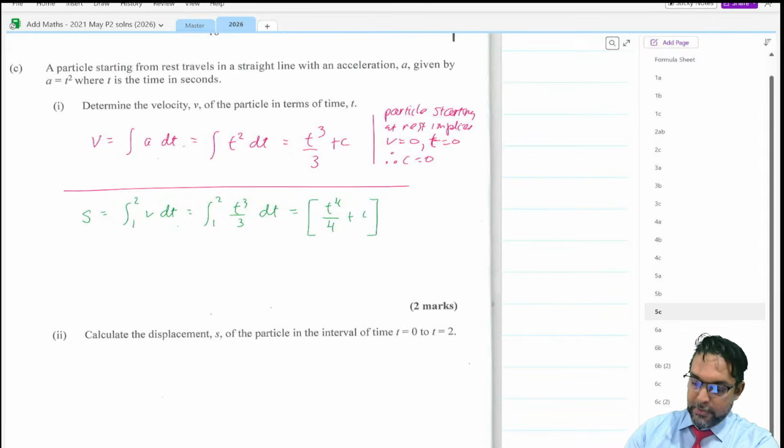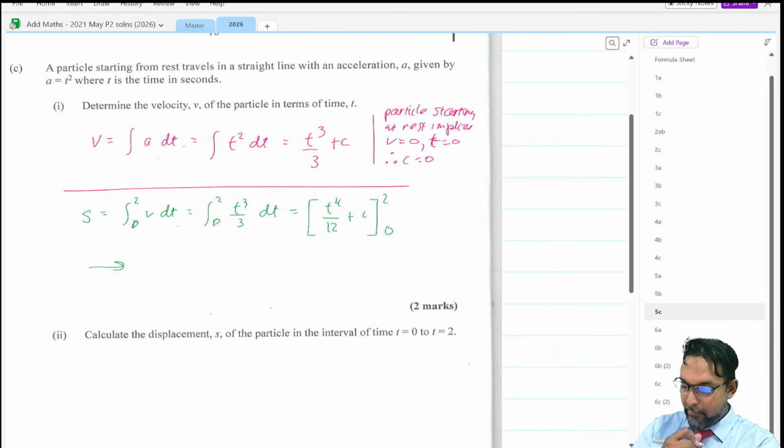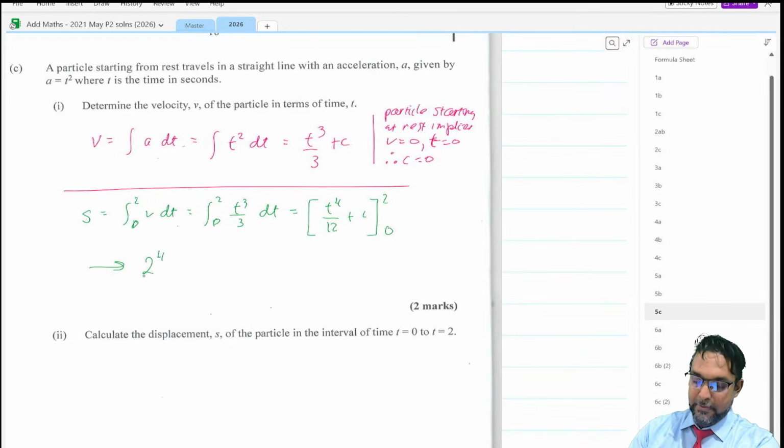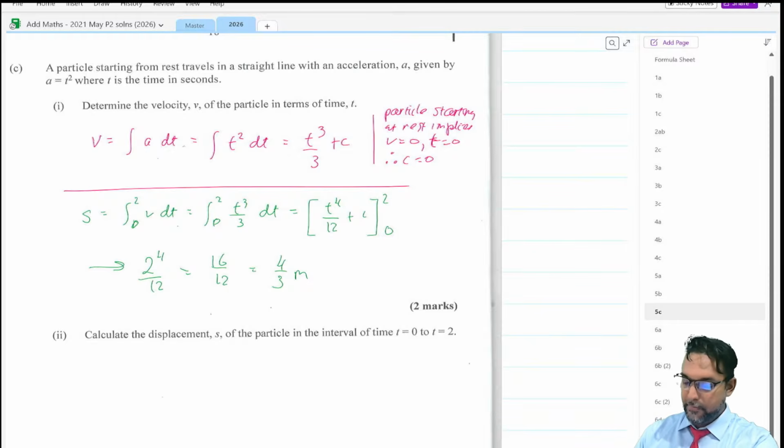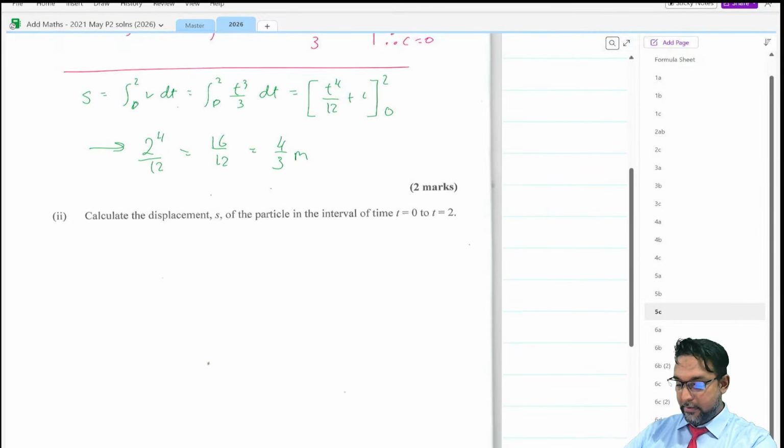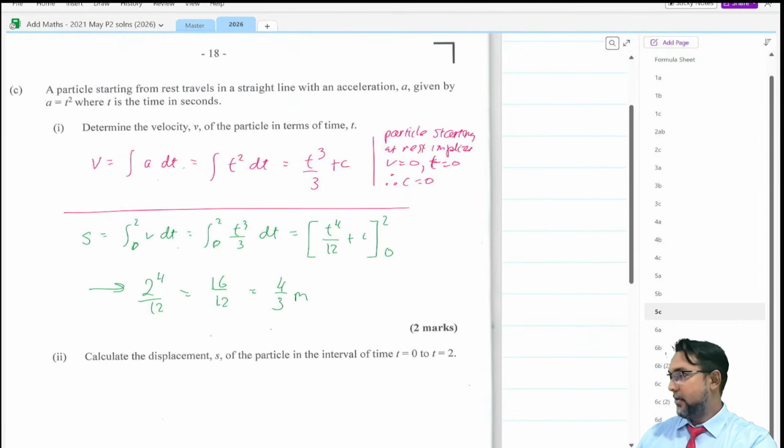Wait, what? 2 and 0. Isn't it t to the 4 on 12? Yes, it is. So 2 to the 4 over 12. 16 over 12 is 4 over 3. 4 over 3 meters. All right, that's 4 marks too? Uh-huh.